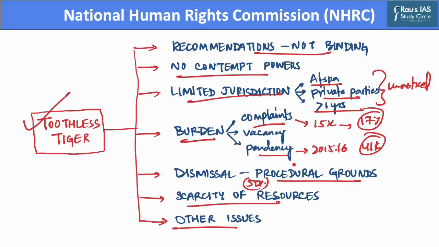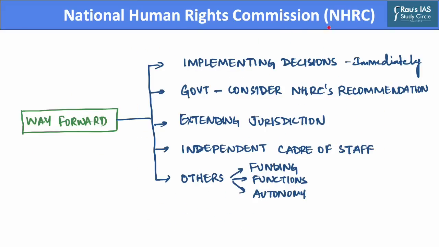However, there are certain steps which can be undertaken in order to improve the human rights situation of our country. What are these steps? Let us take a look in the next slide. Now, the effectiveness of the National Human Rights Commission can be greatly enhanced if the decisions of the Commission are implemented by the government almost immediately, and this will save considerable time and energy of both the Commission and the government. Additionally, the government should seriously consider the recommendations that are made by NHRC.